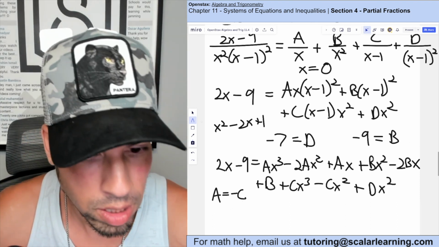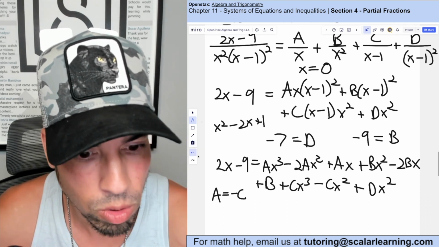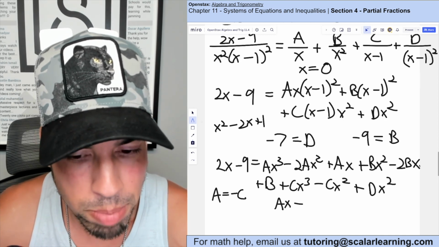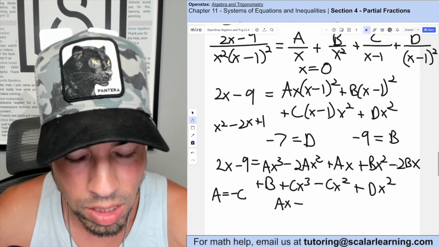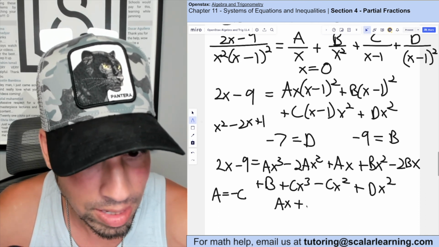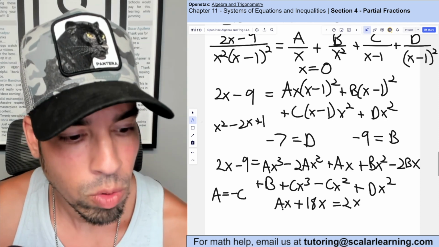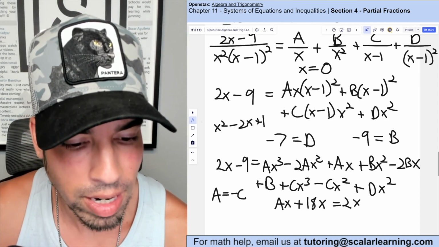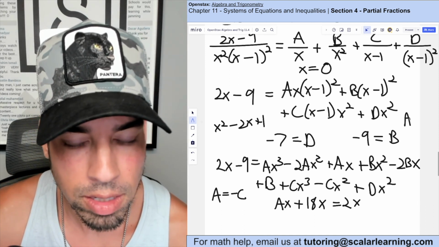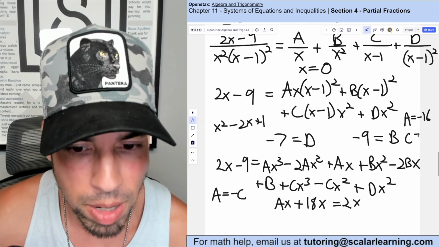I also see that I've got Ax and negative 2Bx. Those are only single x values. So Ax minus 2Bx, we already know B is negative 9, so negative 2 times negative 9 is positive 18x. We already know that this has to equal 2x, right? So A, therefore, what plus 18 is 2? That's negative 16. So A is negative 16, and then C, since it's the opposite, is positive 16.